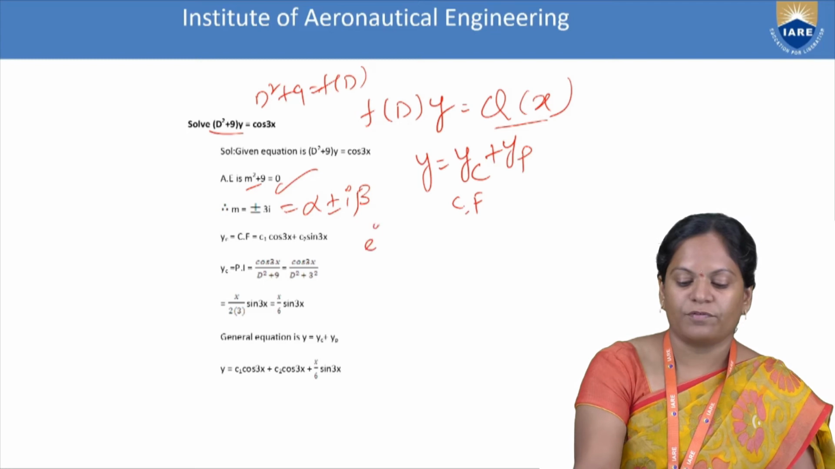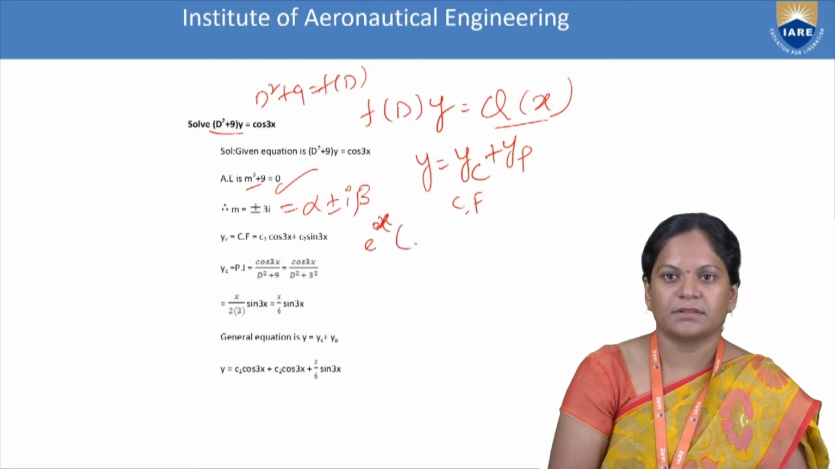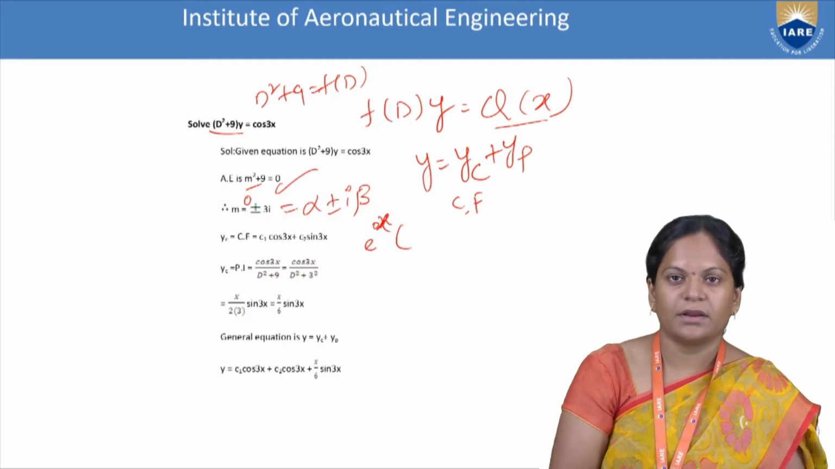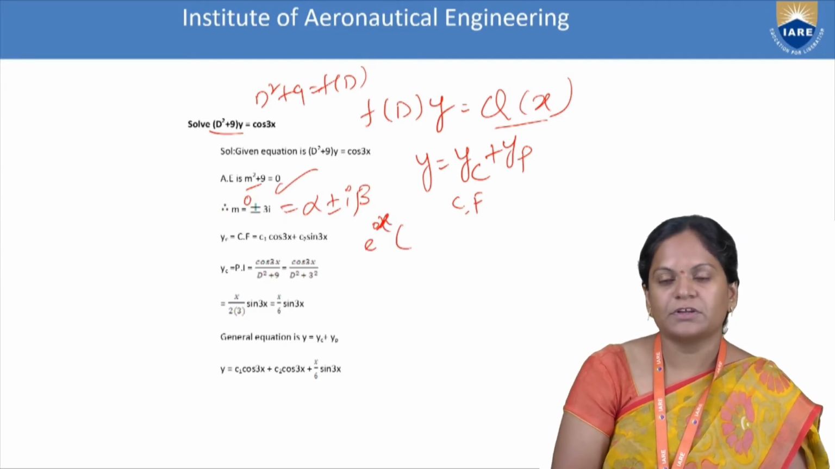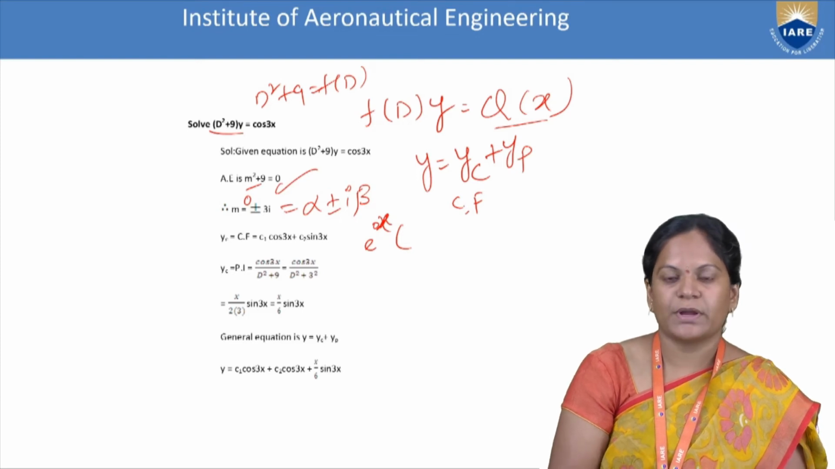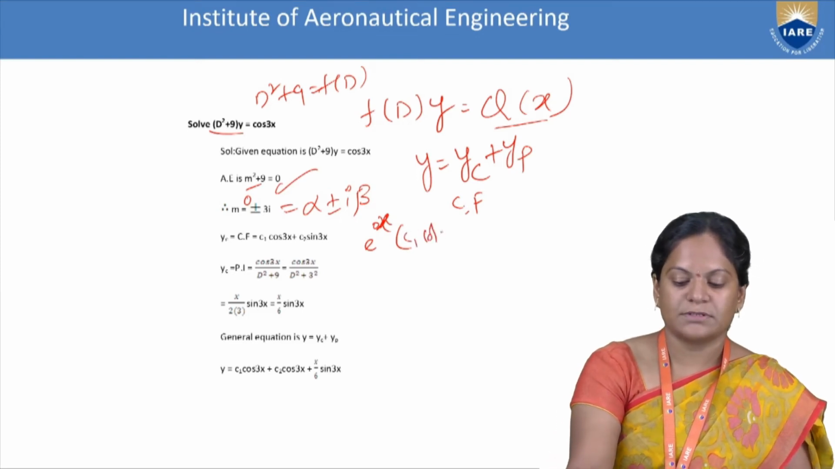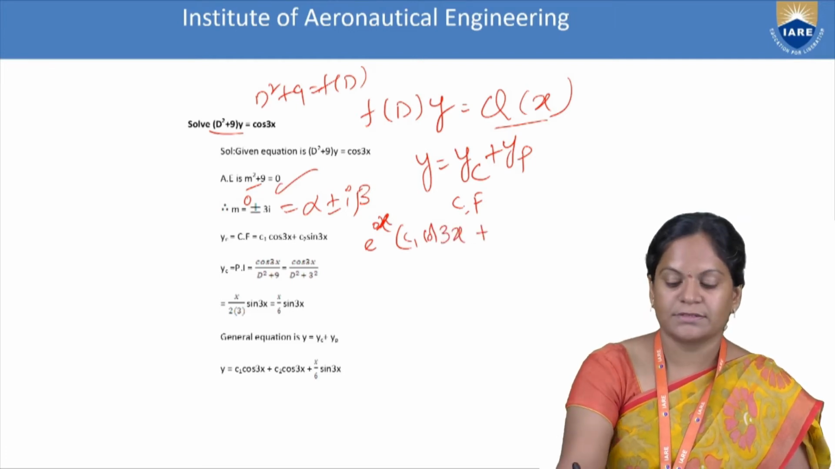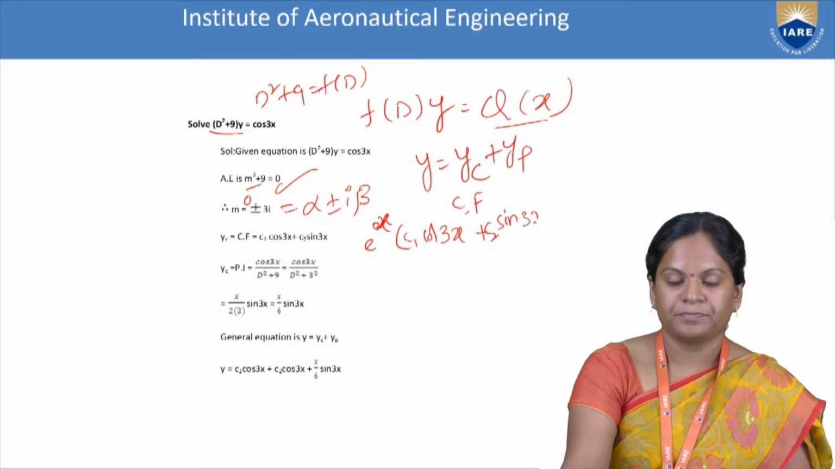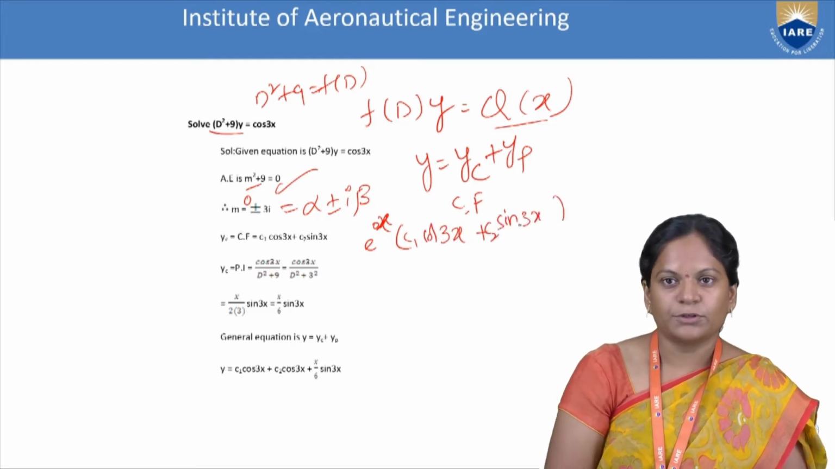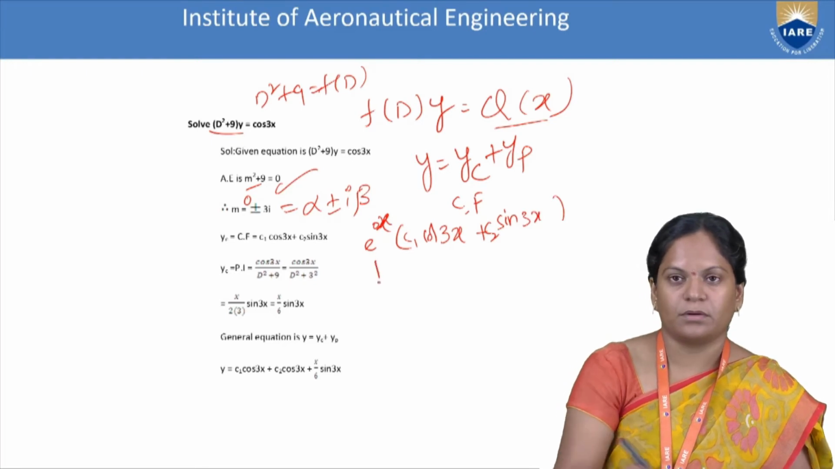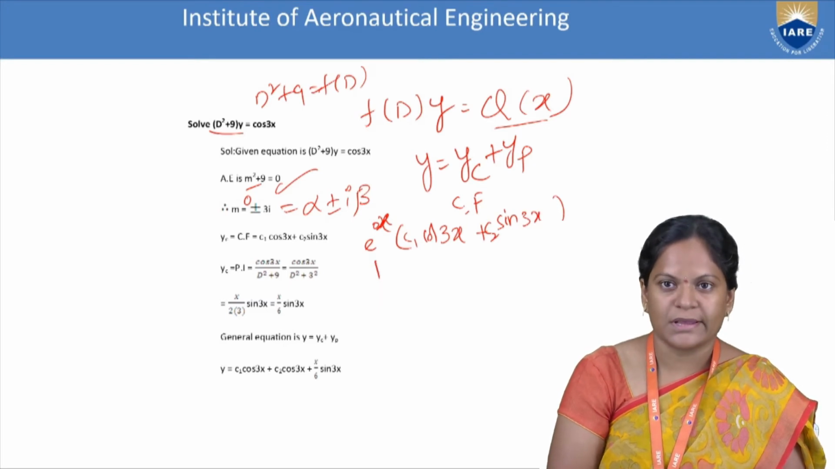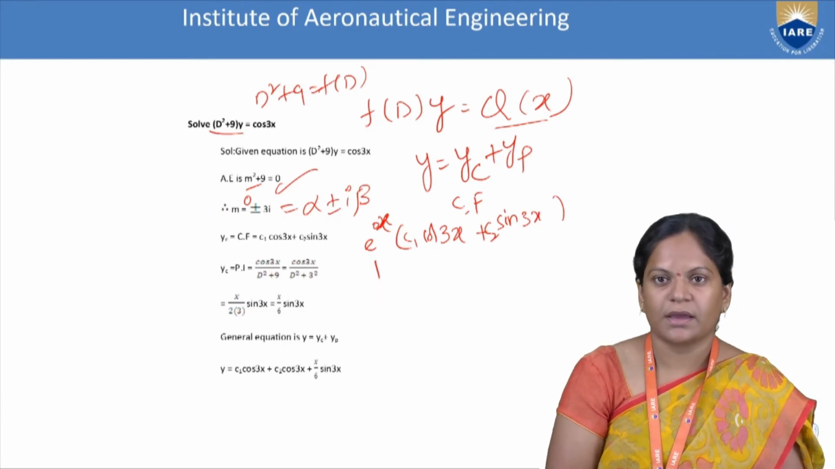E power alpha x. Here alpha is nothing but 0. There is no term in place of alpha, so we consider it as 0. So the complementary function is nothing but e power 0x into c1 cos beta x. Beta is nothing but here 3. c1 cos 3x plus c2 sin 3x. So e power 0x is nothing but 1. So we have the complementary function as c1 cos 3x plus c2 sin 3x.